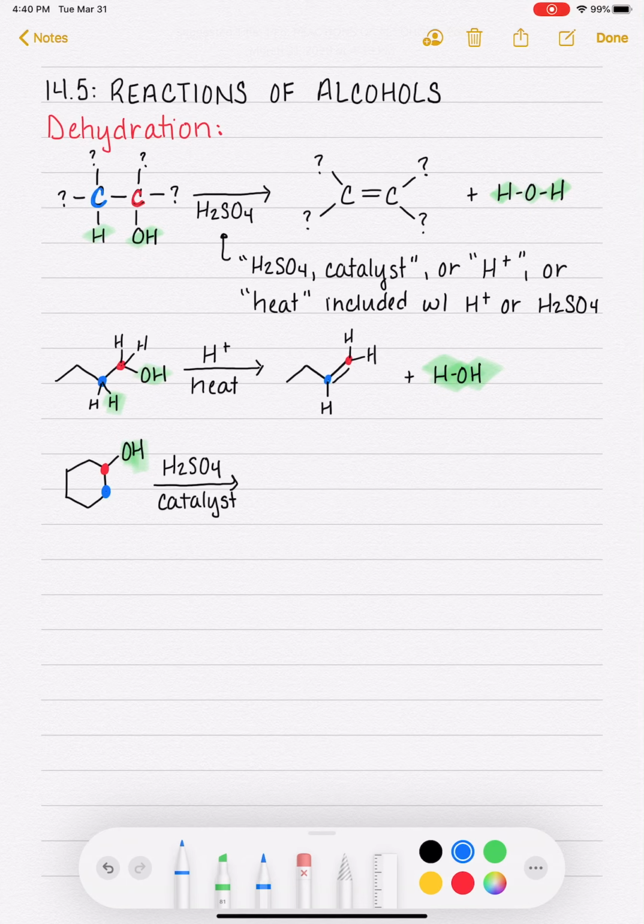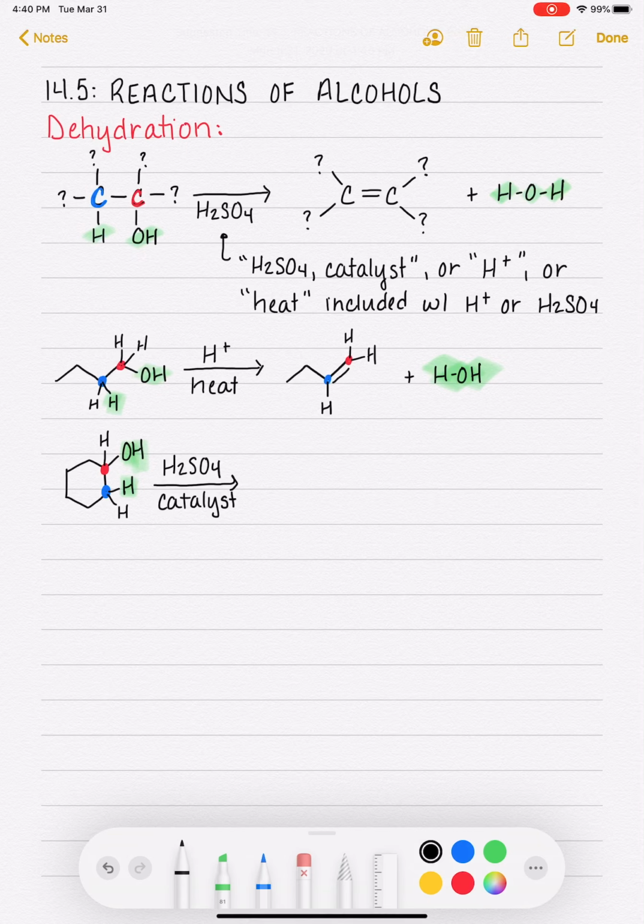And I want to make sure that that blue carbon has at least one hydrogen on it. The line structure shows me that that guy has two hydrogens on it. So that's cool. And I know that one of those hydrogens is going to be removed in the course of this reaction. And since I'm drawing hydrogens in, I don't want to leave out the red carbon. I'll draw its hydrogen as well.